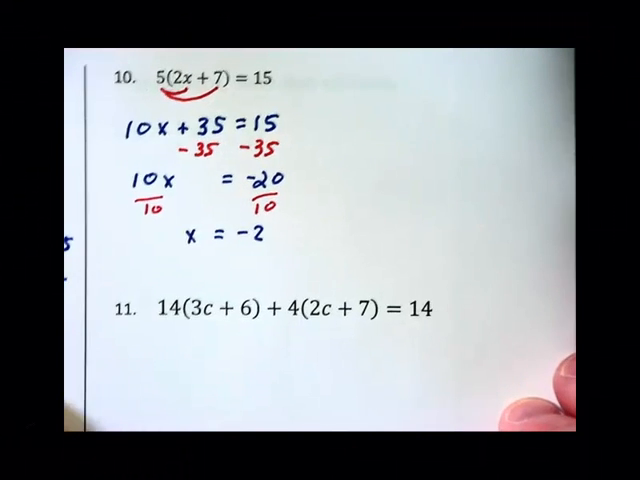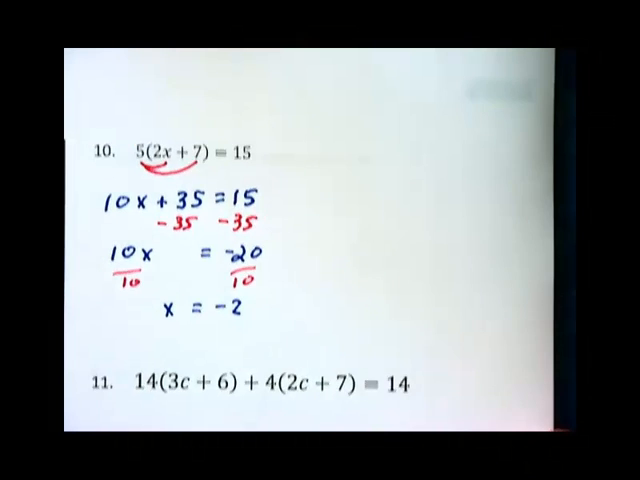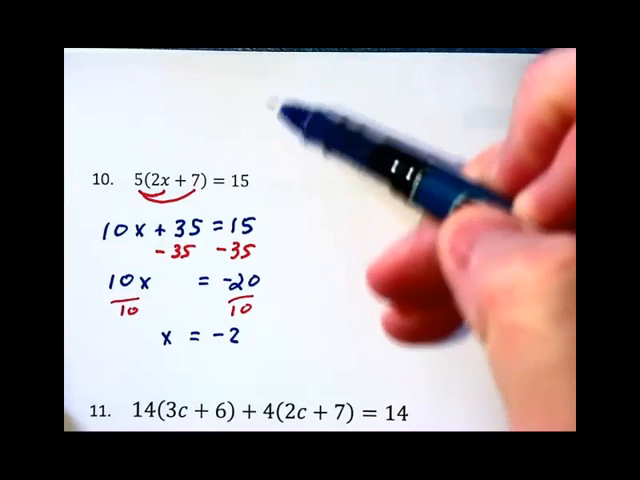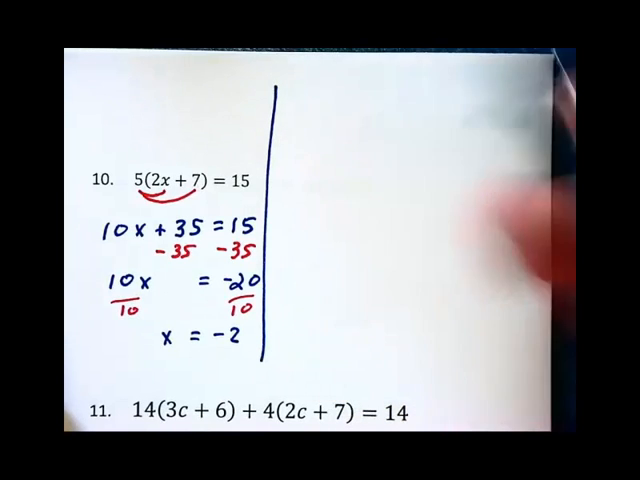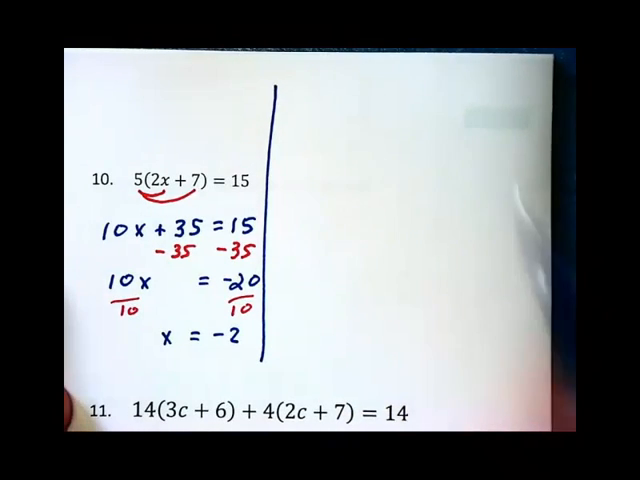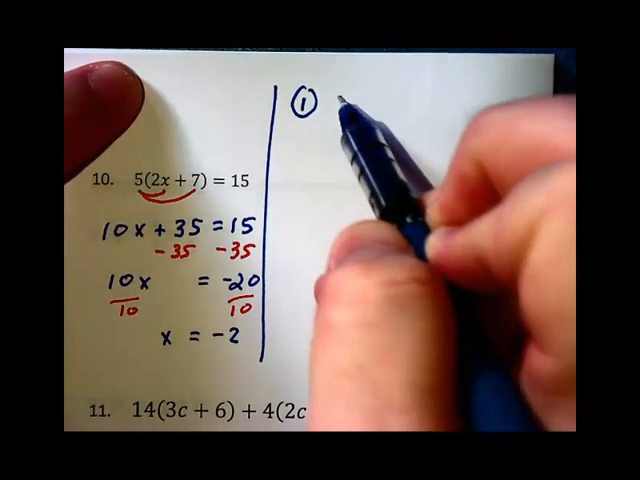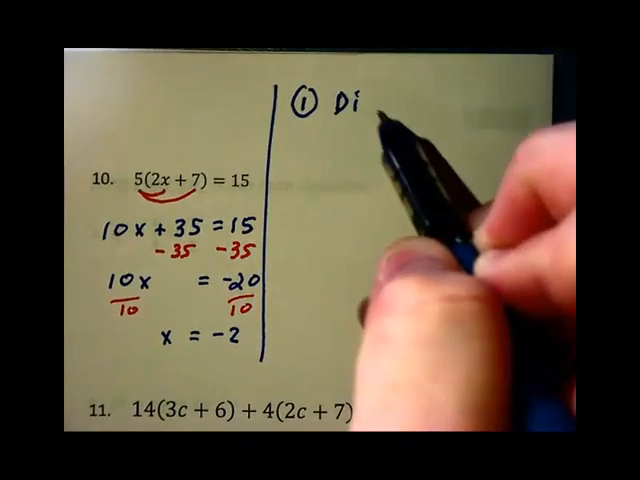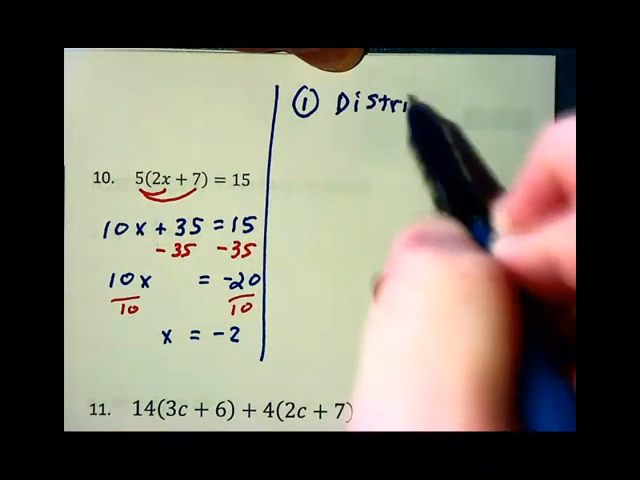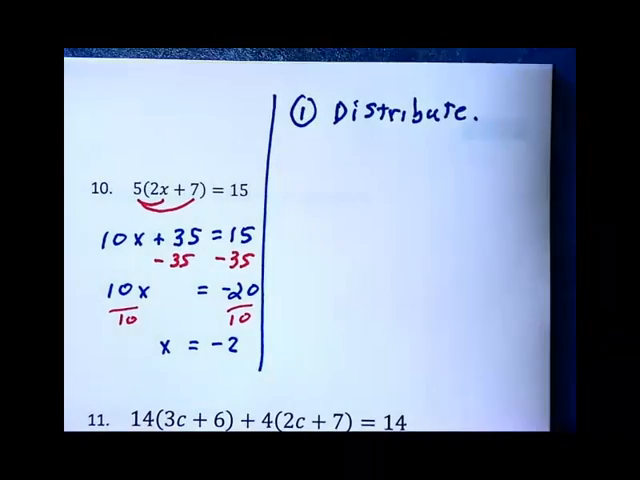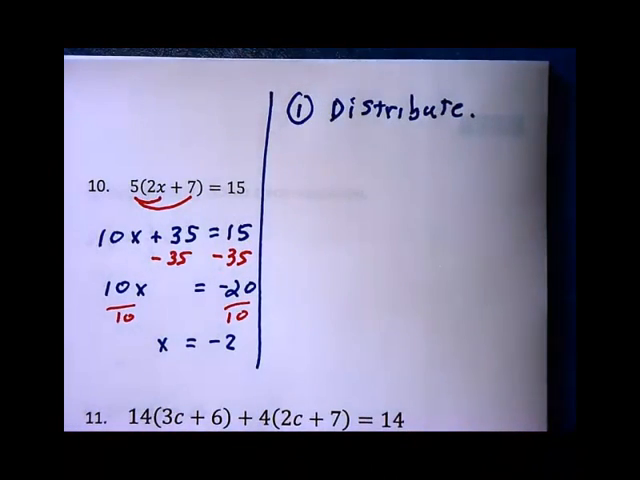I probably should have given you a little more space for this. I'm going to write these steps over here on the upper right corner of the page. In general, when you have these longer problems, the first thing you want to do on each side of the equation is distribute. Anytime there are parentheses, you want to distribute and remove those parentheses.